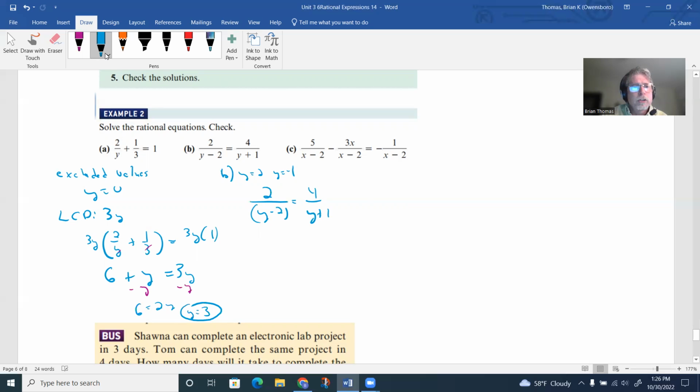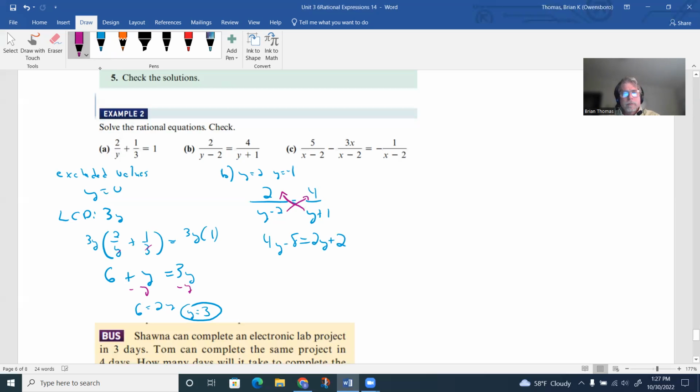Now, since this is a proportion, we actually can cross multiply to solve this. Since we just have a fraction equal to a fraction, the easiest way to approach this is actually just cross multiply, because remember, with proportions, cross products must also be equal. So that's going to be the strategy I'm going to impose here. So that's going to be 4y minus 8 equals 2y plus 2 when I cross multiply. Again, when you cross multiply, you have to use the distributive property.